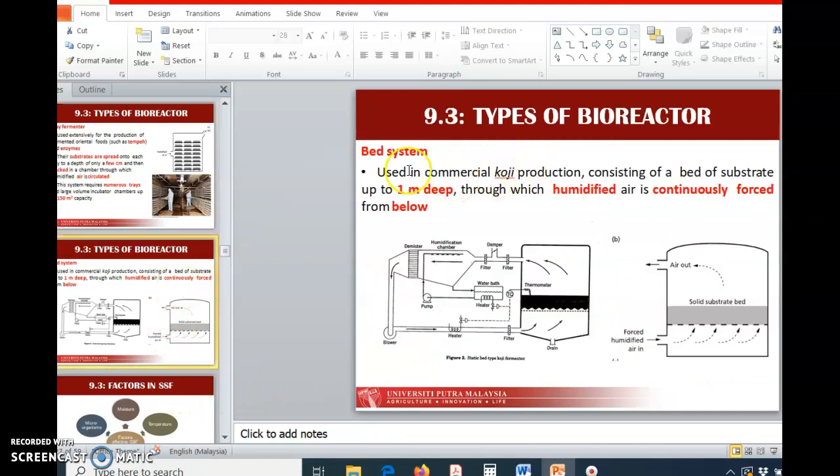This is the bag system. The bag system is actually very similar to the tray system, but it is usually used commercially in, for example, koji production, consisting of bag substrate up to 1 meter deep, which is the main difference with the tray fermenter, through which humidified air is continuously forced from below. So we force the air from below to allow the air circulation, and we have a thick layer of solid substrate bag.